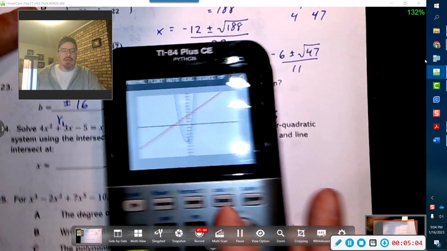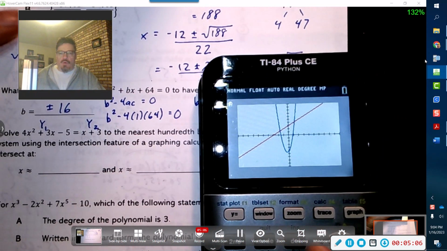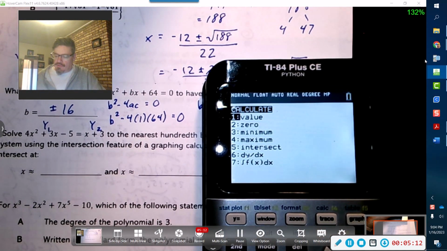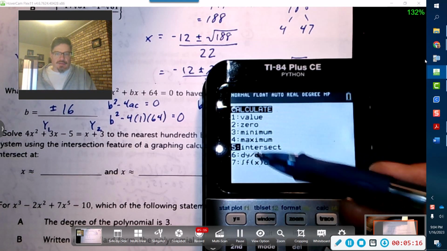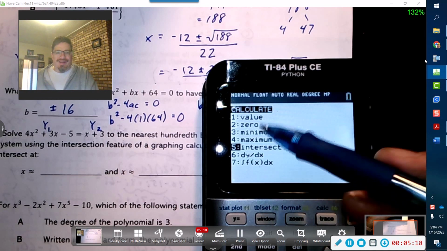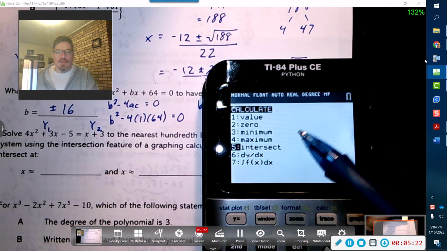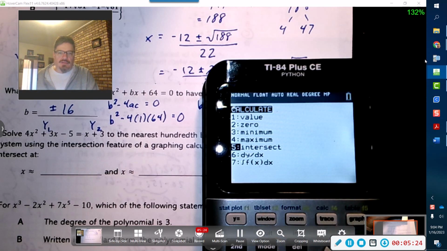Okay, so I'm going to go ahead and go to second calculate. Now with these calculators, if I go second calculate, I can go to where they intersect. It also does other things too, which is really cool. But right now we're just interested in that intersection feature of the calculator. So again, it's second trace. You might want to write that down on your note card.